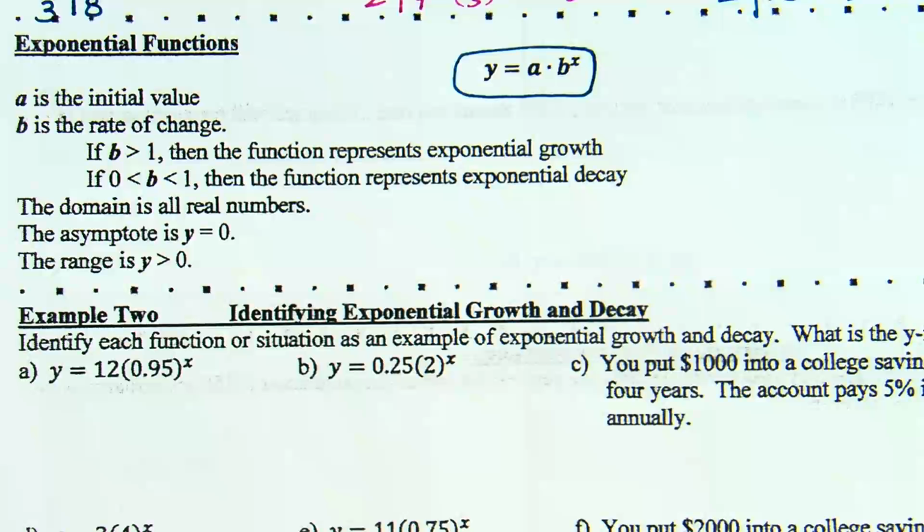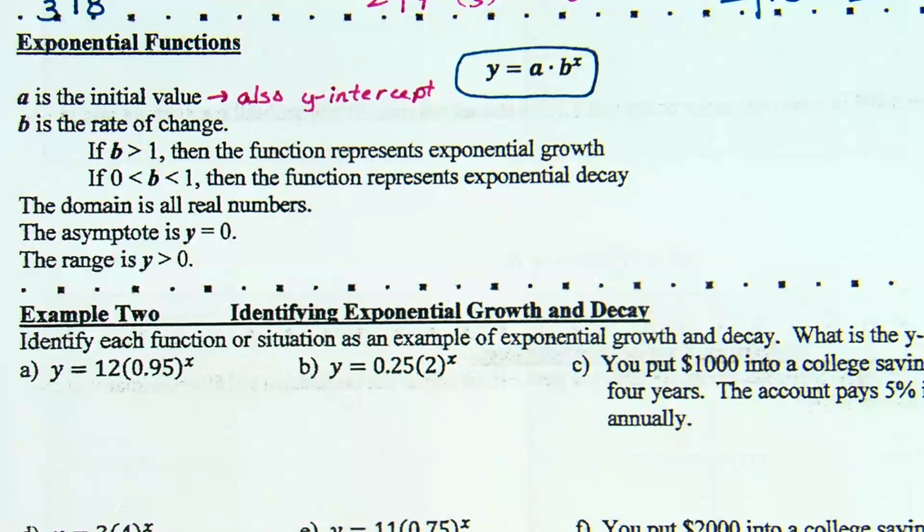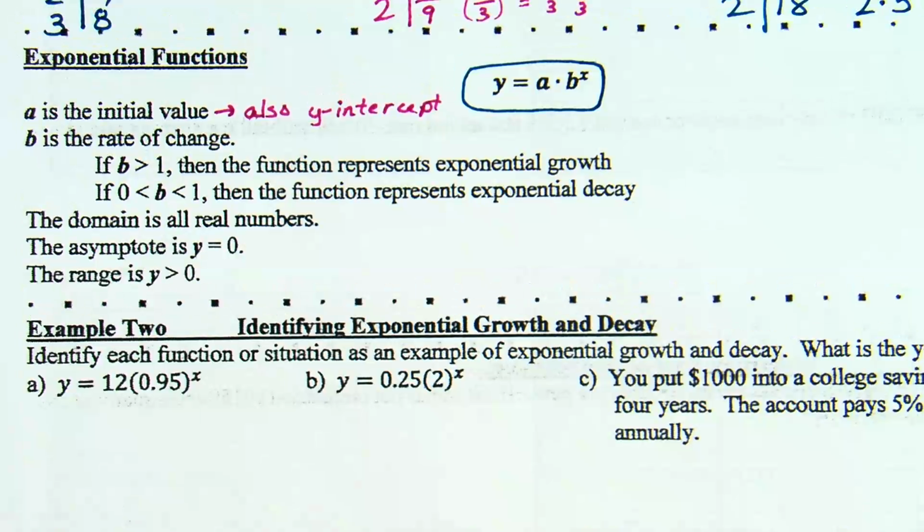A is what we call the initial value. Okay, so your initial value, your starting value. If you want a little helpful hint, a is also your y-intercept. And when I say y-intercept, I mean the place your graph crosses the y-axis, right?